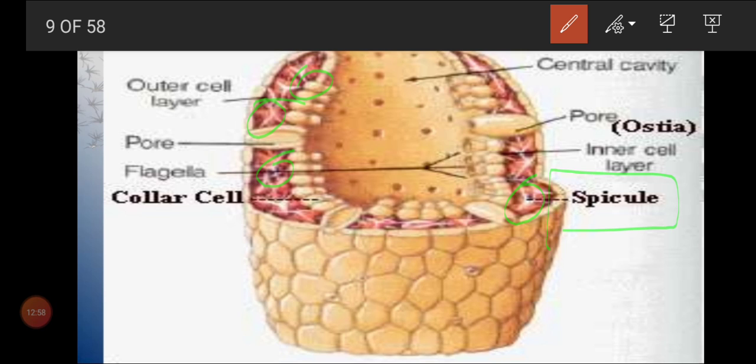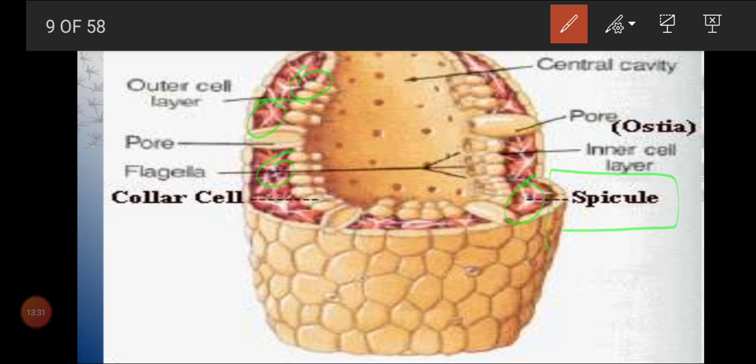Just as we have a skeleton of bones for our body, like that Porifera, a simple animal, contains the spicules, that is, spongin fibers. This is the skeleton for the sponges. Is that clear, children? So what have we covered till now? We have covered ostia and collar cells, outer cells, central cavity or spongocoel, osculum and spicules, intracellular digestion, and hermaphroditism. Both male and female parts are inside the body itself.